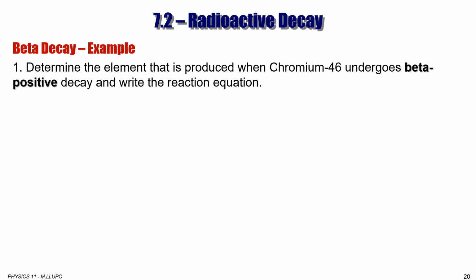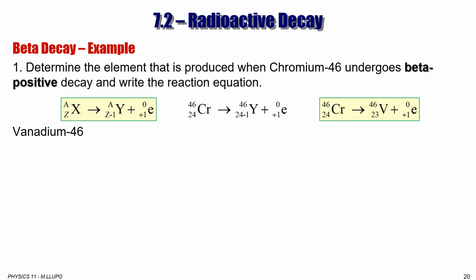Here are some examples of beta decay. Determine the element that is produced when chromium 46 undergoes beta positive decay, and write the generic and decay reaction equations. The generic one is the one that you write first: X with A and Z undergoes beta positive decay, and a new element is formed, a daughter element with the same mass but with the atomic number reduced by 1. So chromium becomes vanadium.